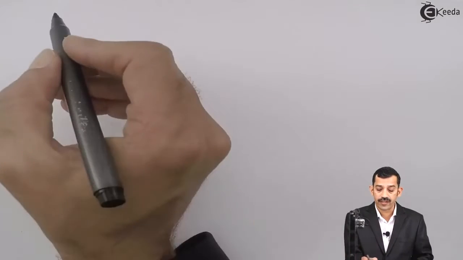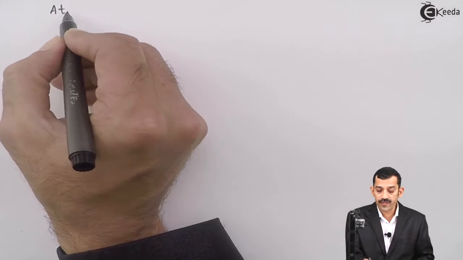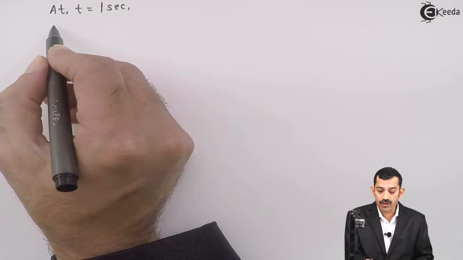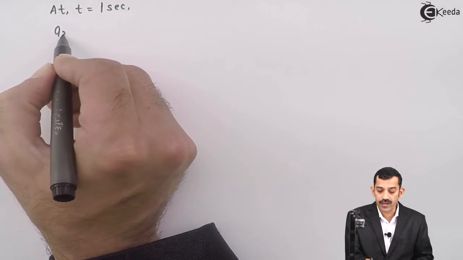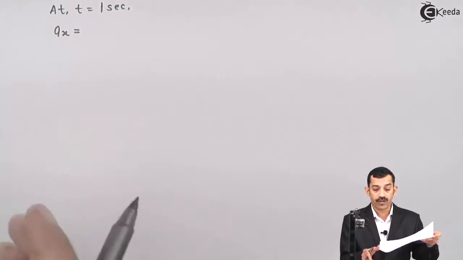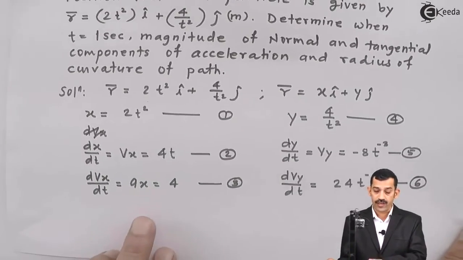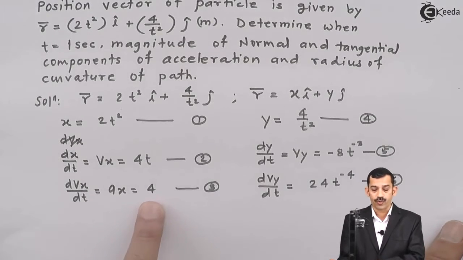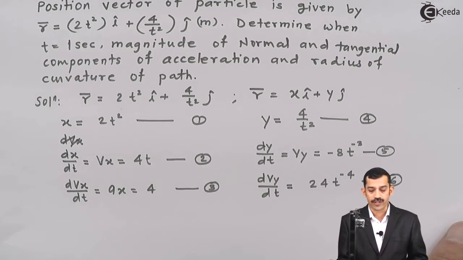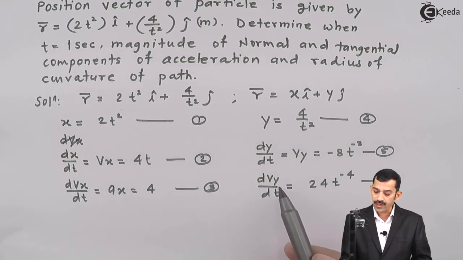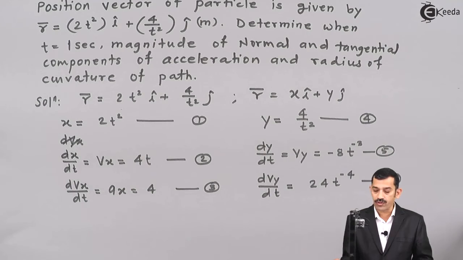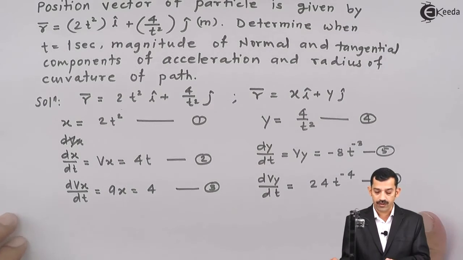Again at t equal to 1 second, the component of acceleration along the x-axis, ax. Let's see what the equation of ax is. Already you derived it and you are getting ax equal to 4, which is independent of time. That means at any time instant this remains constant, but dvy by dt, that means this is ay. Substituting t equal to 1 second, we'll find the acceleration components.